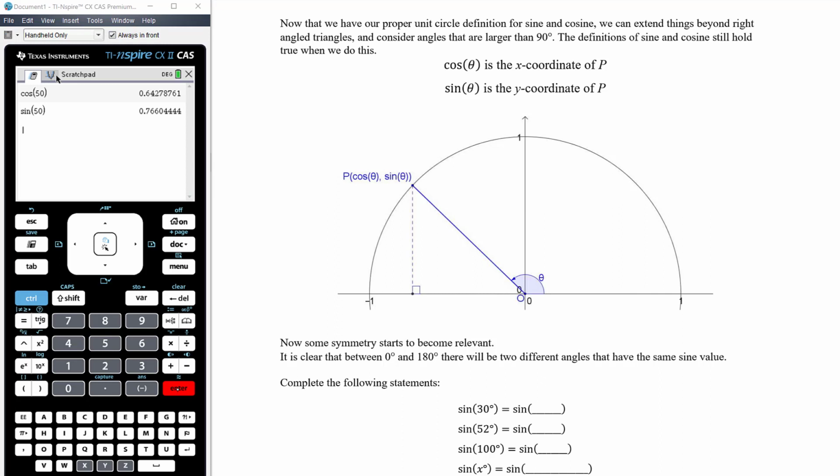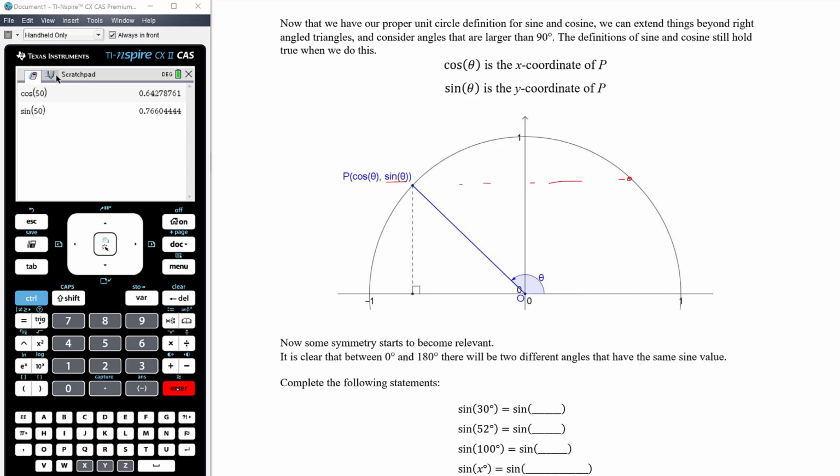So it's clear that between 0 degrees and 180 degrees, there'll be two different angles that have the same sine value. If sine theta is the y-coordinate of the point, that means that's that value there. There'll be another point over here which has exactly the same sine value. So this angle all the way around here and this angle here have the same sine value. So sine of alpha would be the same as sine of theta. We want to think a bit about that symmetry.